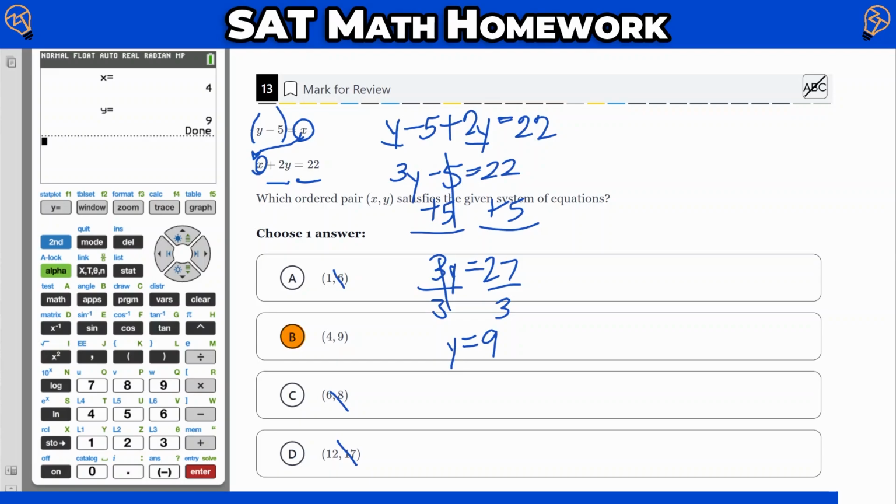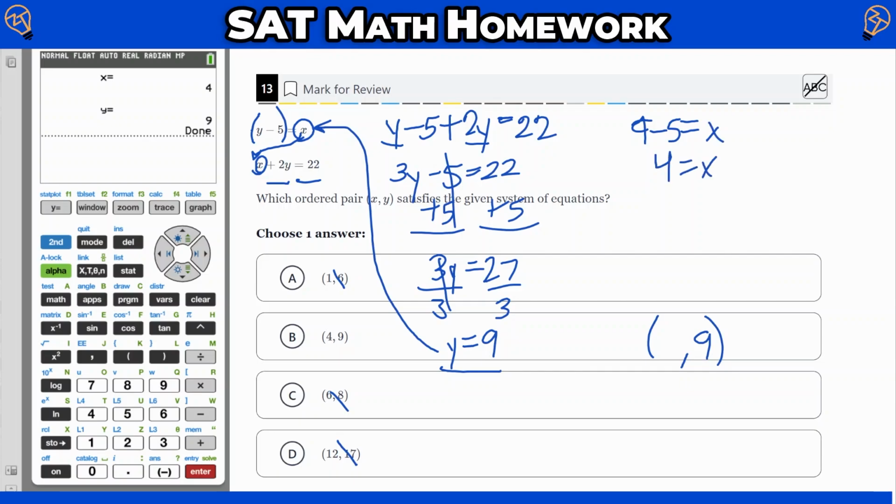However, if you were doing this in a class that's not multiple choice, you would need to go ahead and take that y is 9, and to figure out the x coordinate, you would go ahead and plug it back into either of the equations. Now, in my opinion, the top one seems a bit easier, so I'm going to go ahead and plug it in there, but you'd get the same answer either way. So we have 9 minus 5 equal to x, and that means that x is equal to 4.